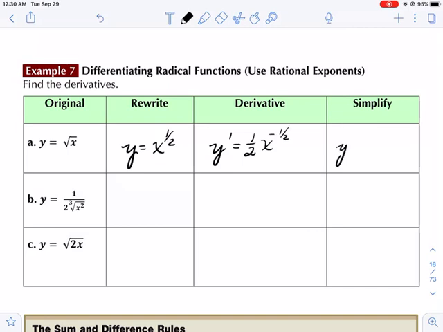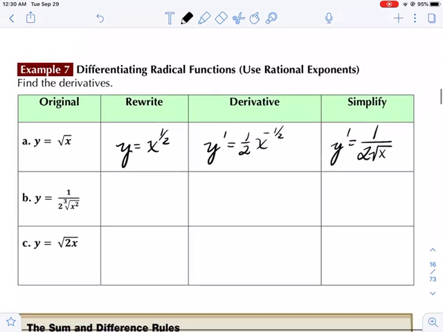So that when you rewrite this, you're going to get y prime is equal to 1 over 2, and I'm going to write it as x to the 1/2 in the denominator. But usually people write that as the square root of x instead of x to the 1/2 power. More commonly written, at least. Okay, so then we have our next one.